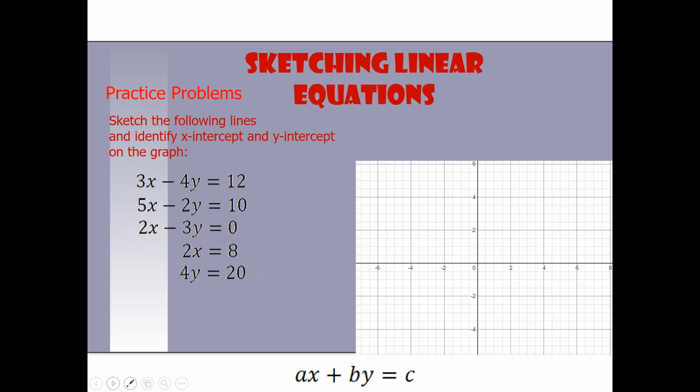Here we have some practice problems. Sketch the following lines and identify the x-intercept and y-intercept on the graph. I will leave these practice problems for you. You can attempt them at home. And if you have any difficulty in solving these questions, we can discuss them during our class.